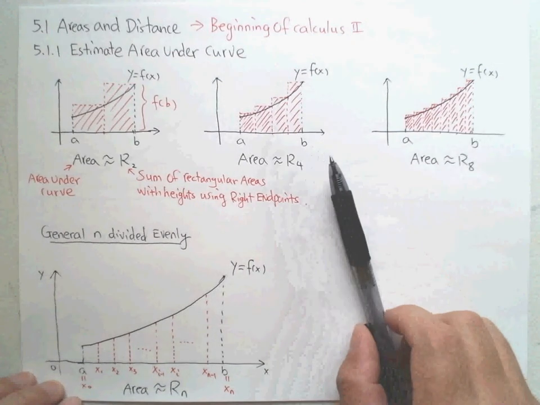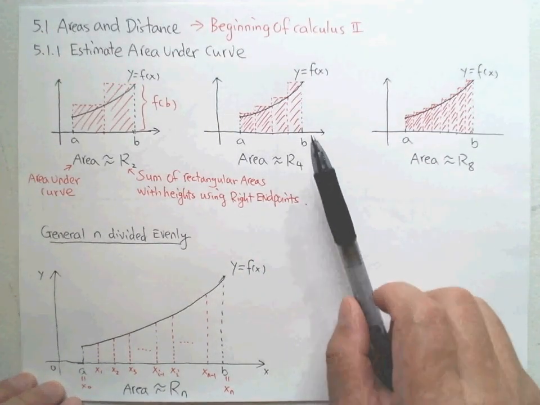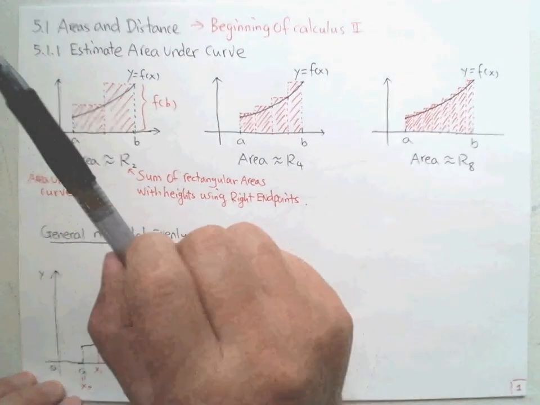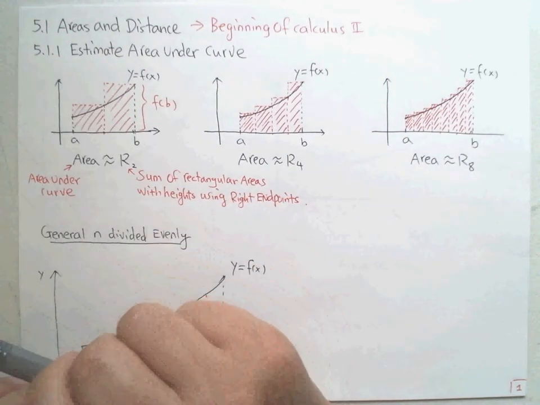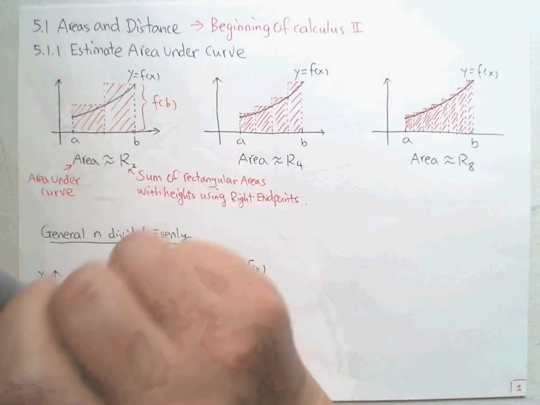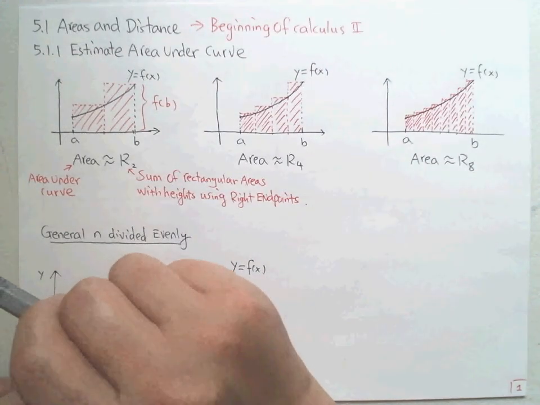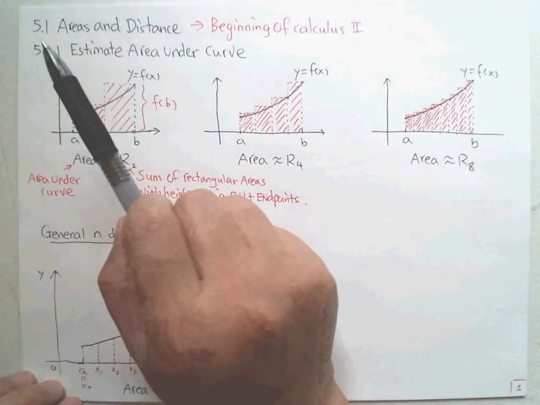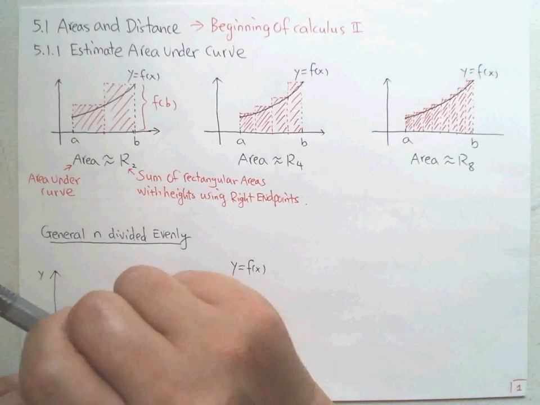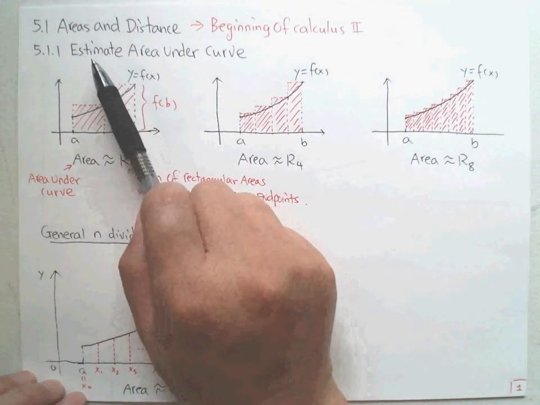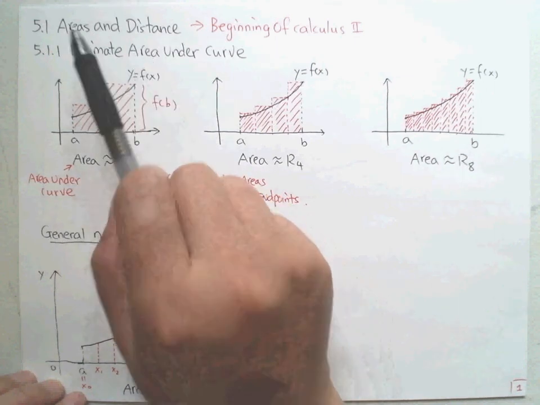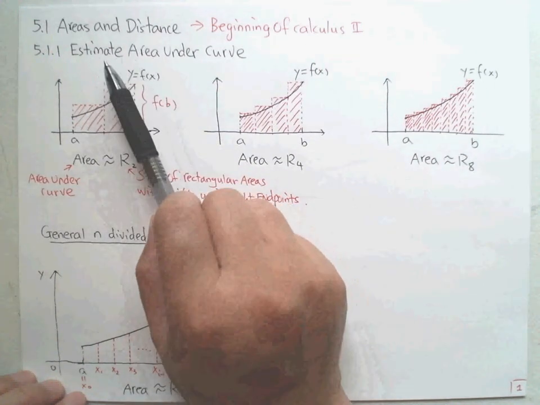Today we start Calc 2 by considering two classic problems in the history of mathematics. The first is how do you find the area under the curve. The second is how to estimate the distance. In the lecture today, we focus on the first problem. The objective is to estimate the area under the curve.